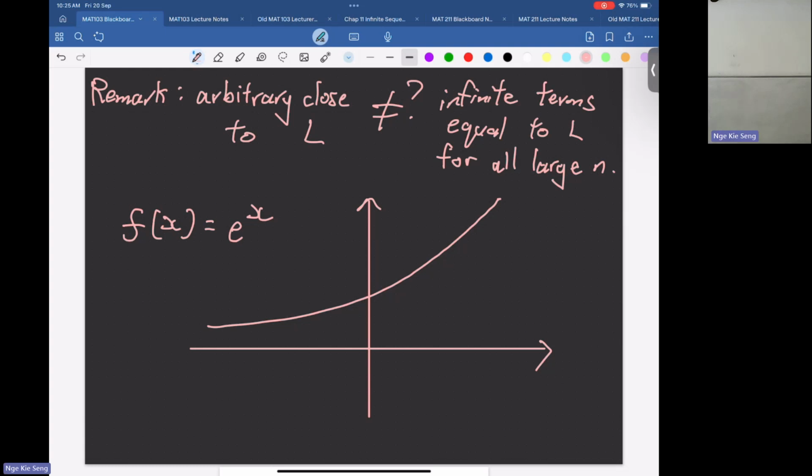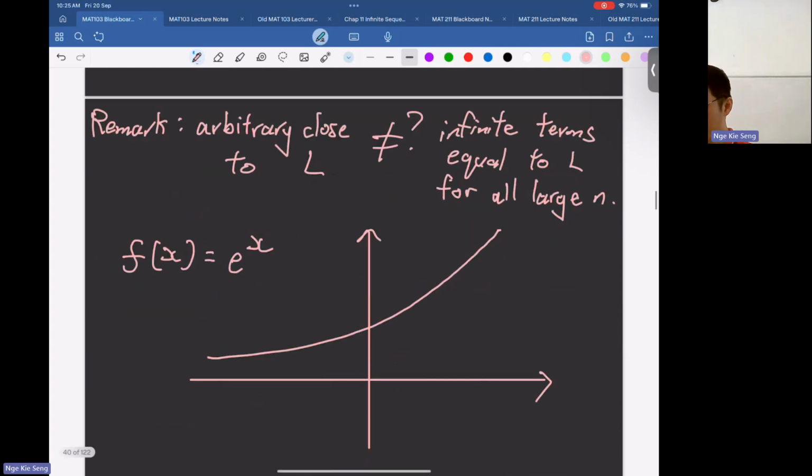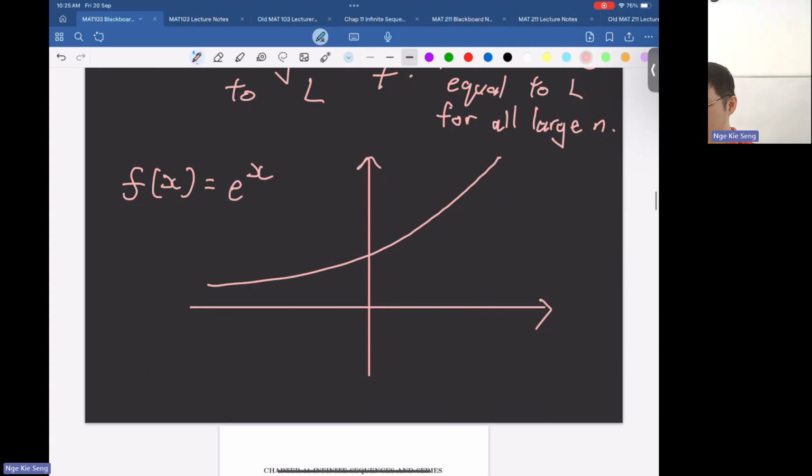So for example, the difference between my example and this example is that my example looks like this. I go the other way, correct or not? 1 over n. Okay, so 1 over n is up. I said that it's arbitrarily close to 0, but the sequence never takes the value 0. Right? Why? There's nothing like 1 over 0, right? Undefined also. So there's no value for you to take 0, but it is arbitrarily close to 0.